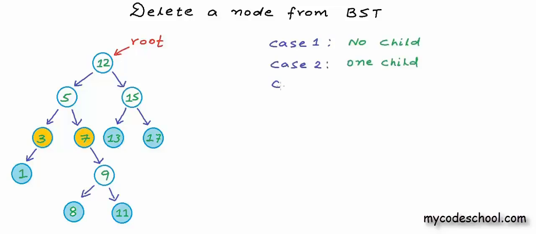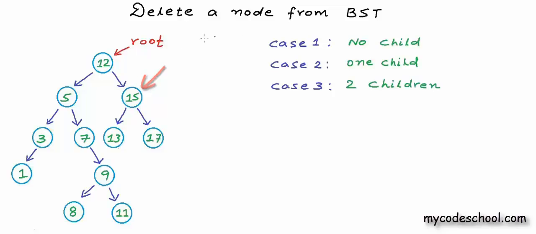And now we should think about the third case. What if a node has two children? What should we do in this case? Let's come back to this node with value 15 that we were trying to delete earlier. With two children, we can't do something like connect parent to one of the children.